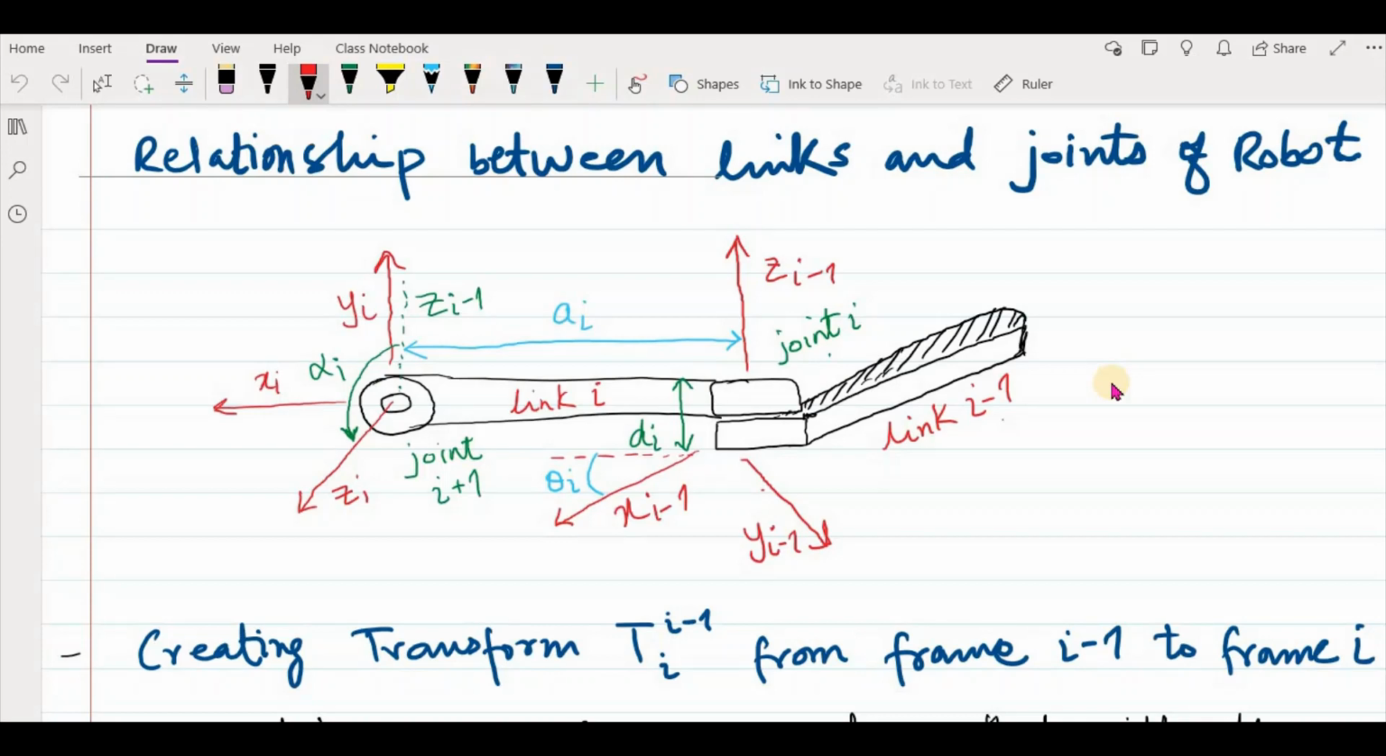So for DH notation, we need these four parameters: we need a_i, we need alpha i, we need d_i, and we need also theta i. And these three are fixed. This one is variable.